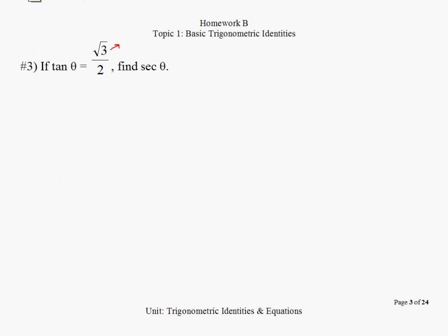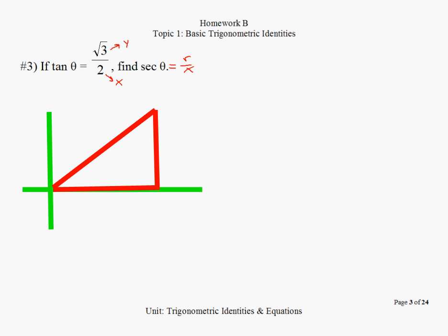Number 3, tangent of theta is square root of 3 over 2. Find secant of theta. These are not reciprocals. Tangent is y over x. Secant is r over x. So to finish this problem, we have to know what r is. To do that, use the Pythagorean theorem. Put our y as square root of 3 and our x as 2. To figure out what r is, use the Pythagorean theorem. Square each leg and add them together, equals the hypotenuse squared.